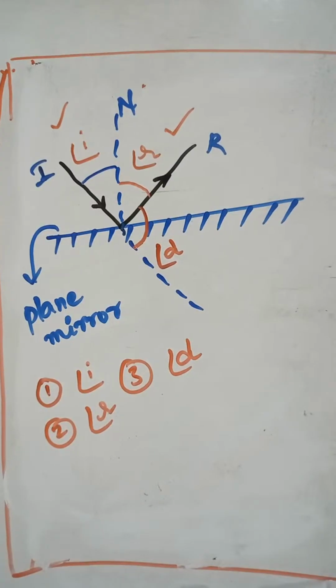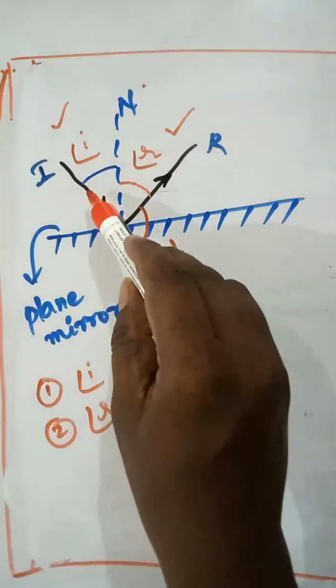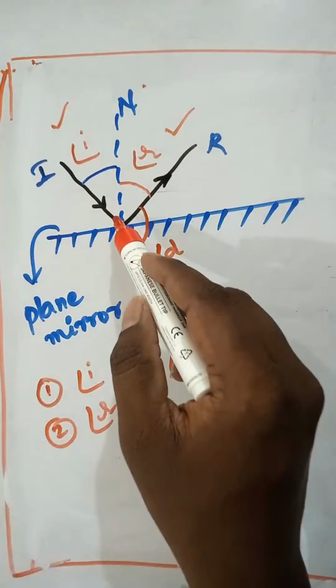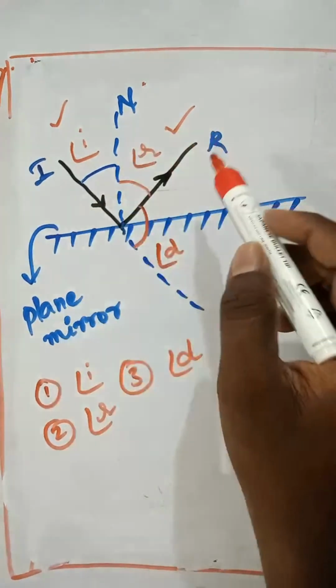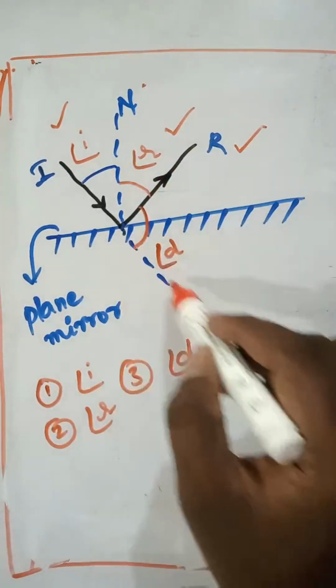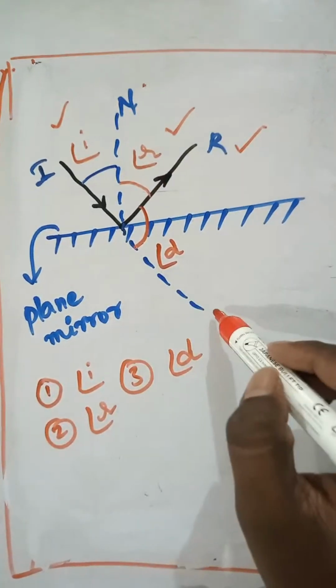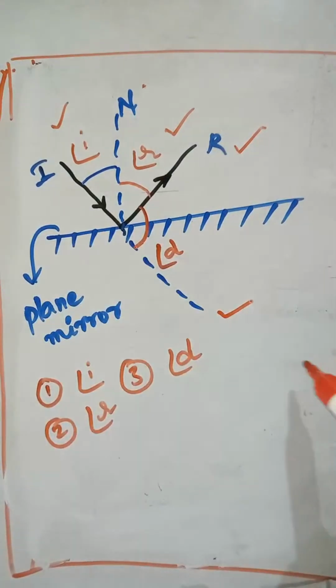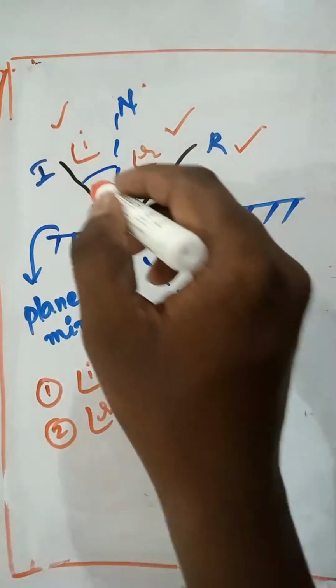Now you can see the incident ray: the light ray which is incident on the surface is called the incident ray. The light ray which is reflecting back is called the reflected ray. The undeviated line is the initial direction, passing through the surface.